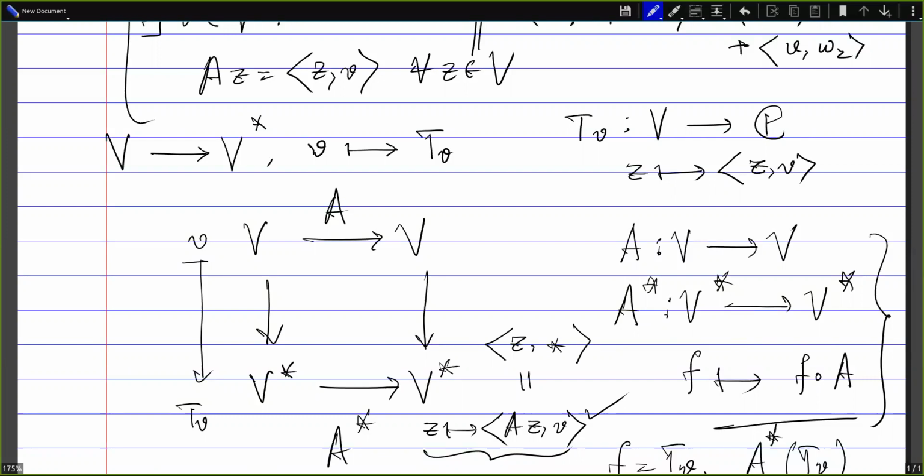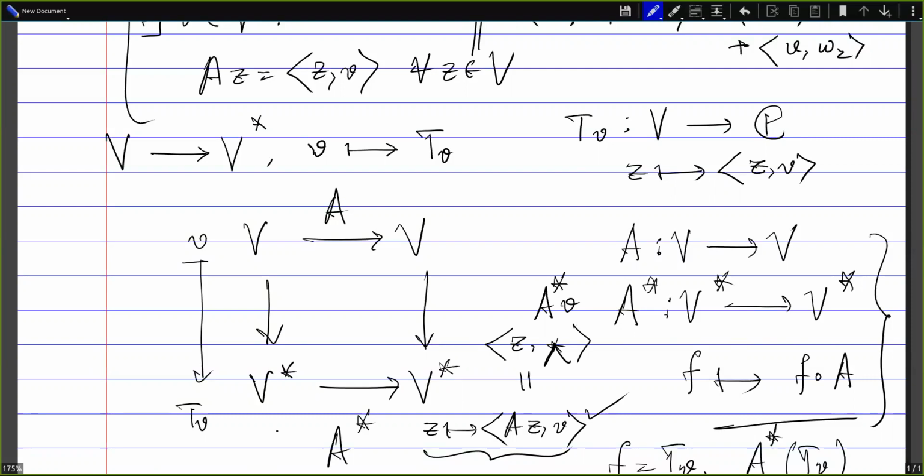Because this is what the Riesz representation theorem says, every linear functional must be of this form. So for any given A, the vector for which, for every Z, this equals this, we will for the time being write as A star V. Please note that A star V is just a notation right now. Don't confuse that with the image of V under A star, because so far A star is a map from V star to V star, so A star V does not make any sense.